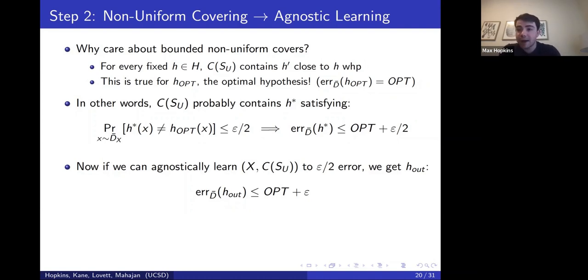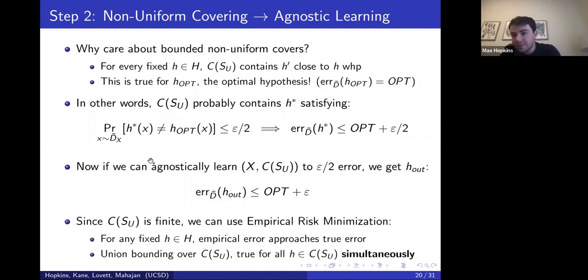So all I have to do now, I've reduced the problem to learning this cover instead of learning the full hypothesis class H. And now, okay, if you've seen learning theory, you already know where I'm going with this. How do we learn this cover? How do we learn CSU agnostically? Well, CSU is finite, so this is actually pretty easy. You can use something called empirical risk minimization.